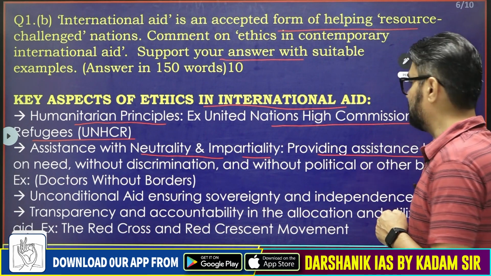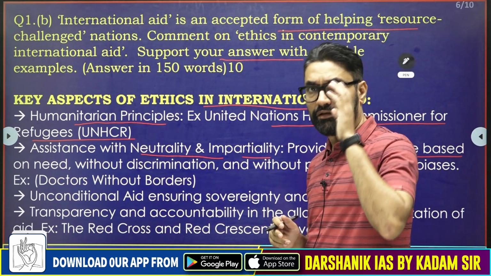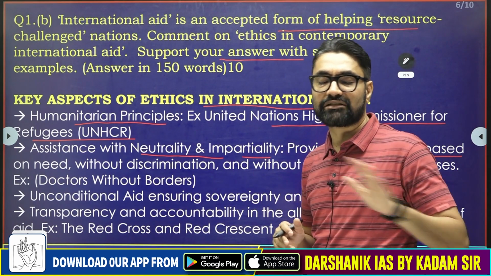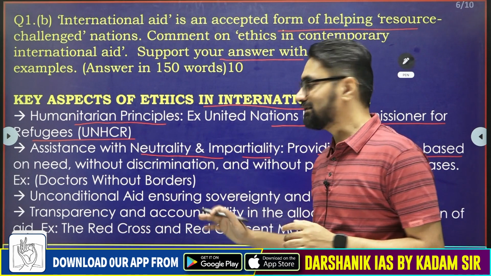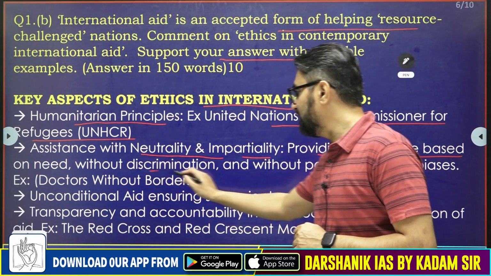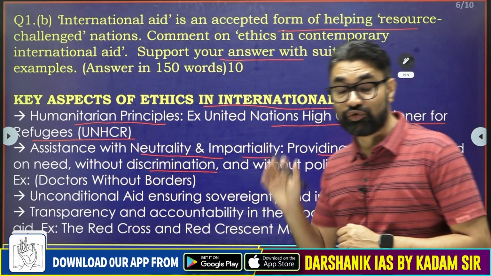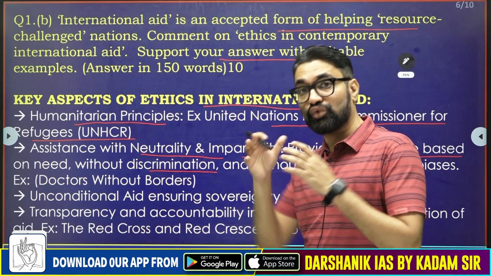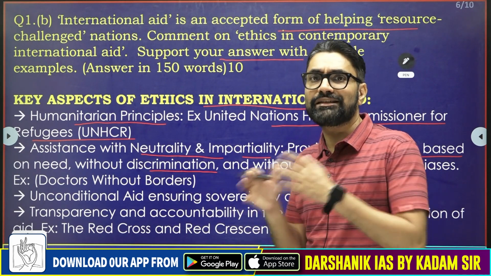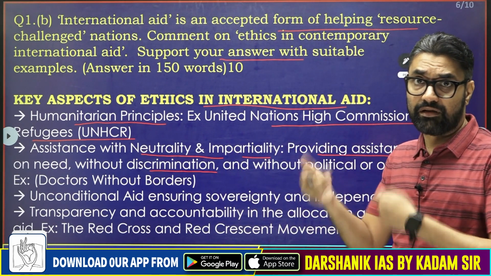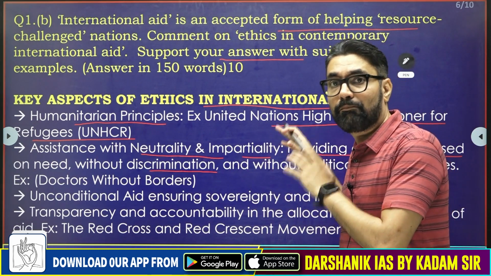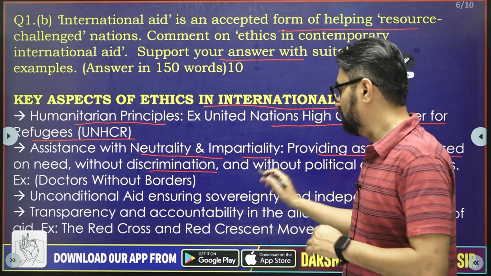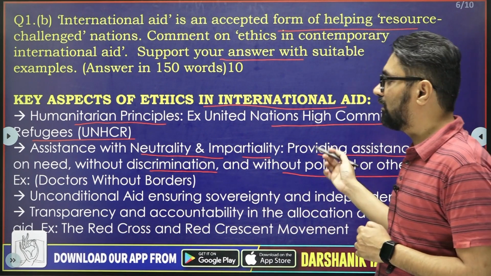So, providing assistance based on need: if that nation needs it, then we should give it. Impartiality with neutrality, without any strings attached, giving aid without any discrimination. Not because they are supposed to vote for you in international forums, or to build good relations so they will help you one day later. This kind of back channel should not be operating while giving international aid. It should be completely neutral and without any political or other biases.